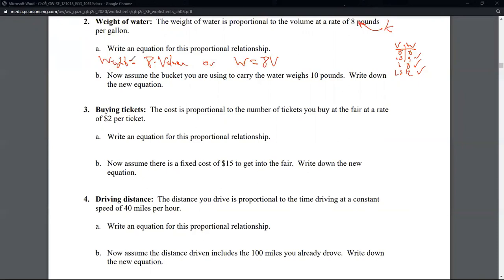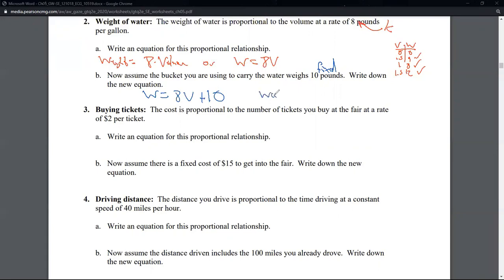Part B, now we're going to assume that we have that bucket. So we're talking about the weight we're actually holding, and that bucket weighs 10 pounds. So all we do is have this be the fixed amount, and we add it to the variable amount. So now our weight is 8V. There's the variable amount based on the water itself, and then we add the bucket, which is always 10 pounds no matter what. See, the bucket doesn't change weights. It's the water that changes weight.